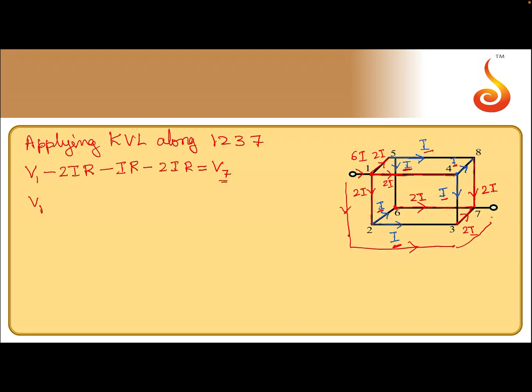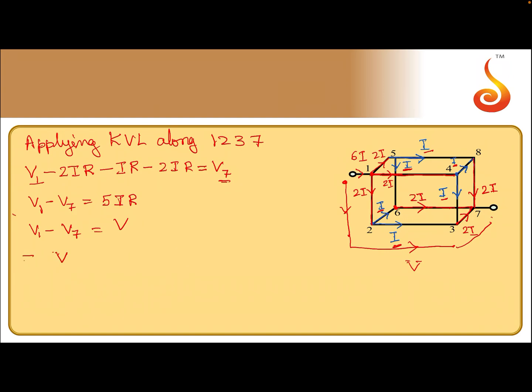See, we are not completing the loop here. If you complete the loop, that means where you started at 1, if you end at 1 again, you should write 0. But here we are not ending at 1, we are ending at 7. So that's why we start with potential at 1 and we end at potential at 7. Send this V7 to the left hand side. So V1 minus V7 is equal to, this will become 5IR. If you connect a battery of potential V here, V1 minus V7 will be V. It is the potential difference applied between 1 and 7.